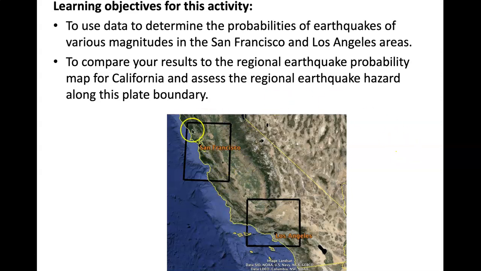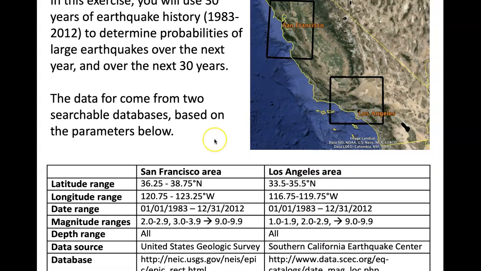So as I said, we're going to do San Francisco together, and then you're going to do Los Angeles on your own. What we're going to do is we're going to use 30 years of earthquake data recorded between 1983 and 2012, and we're going to take the data from the San Francisco area for the first part of this exercise, and then the Los Angeles area will be from here. This is not really important. This is just telling you that these are real data. This is not a made-up activity.